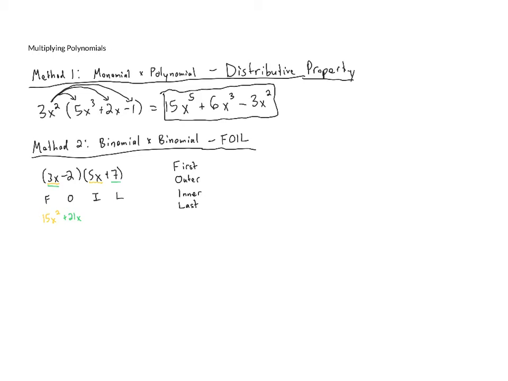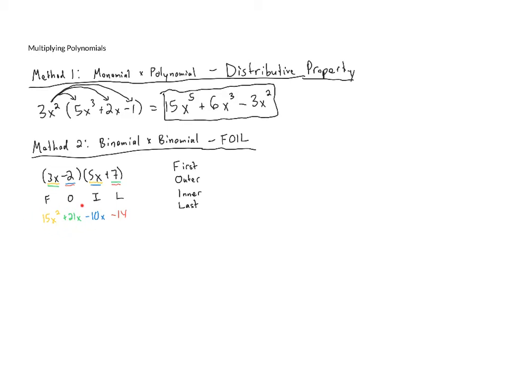Next, we move to the inner terms. Those are going to be negative 2 and 5x. Those are the ones that are touching the inner parentheses. Now, negative 2 times 5x is negative 10x. So that's that product. And then finally, we have our last terms. Those are going to be negative 2 and 7. Those are the last terms in each of those binomials. Negative 2 times 7 is negative 14. And this is what we get after we have done FOIL.